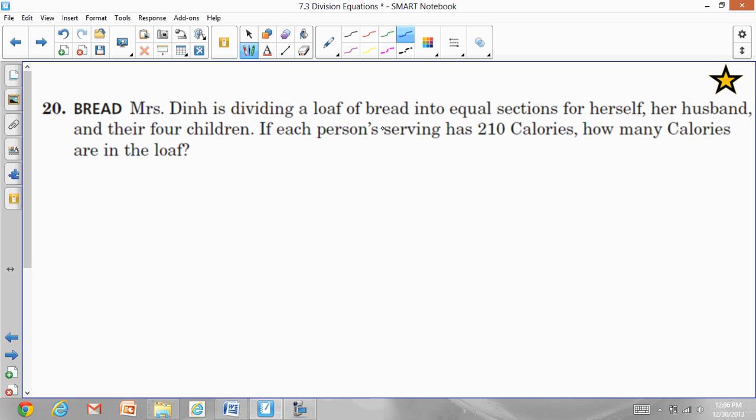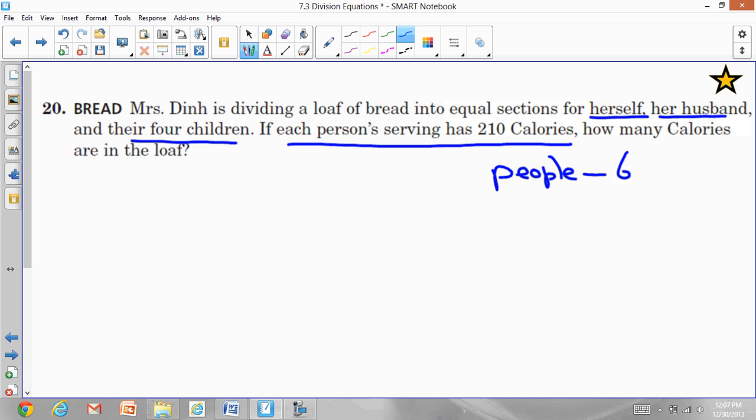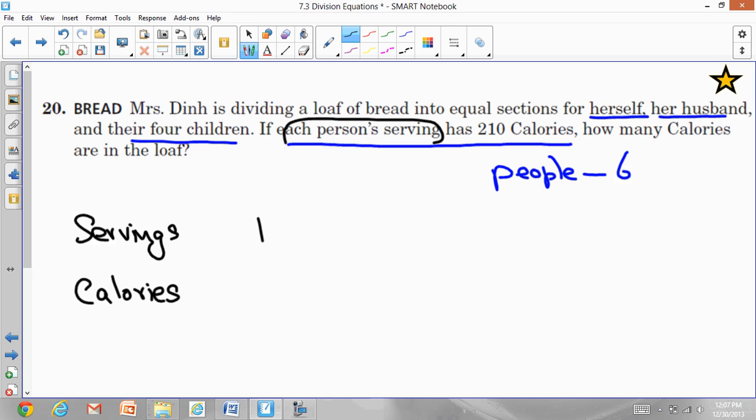So Mrs. Ten is dividing a loaf of bread into equal sections for herself, her husband, and their 4 children. So let's see how many people are in this family. So that's herself, that's 1, and a husband is the second person, and 4 kids. So the number of people you're talking about in this case is going to be 6. So each person serving has 210 calories. So now we're talking about servings and calories. Those are the 2 information you have. So they're talking each person's serving. So each person means 1 person is going to get 210 calories.